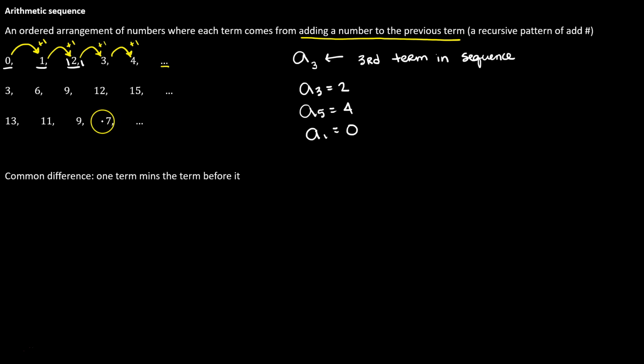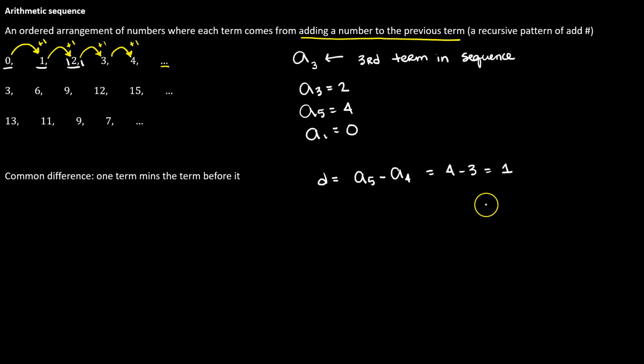Every arithmetic sequence has what we call a common difference. A common difference is where you have one term and you subtract the term that came before it. So in our first sequence, let's take a look at the common difference. I'll call it D. And let's use our fifth term minus our fourth term. That looks like 4 minus 3, which is 1.